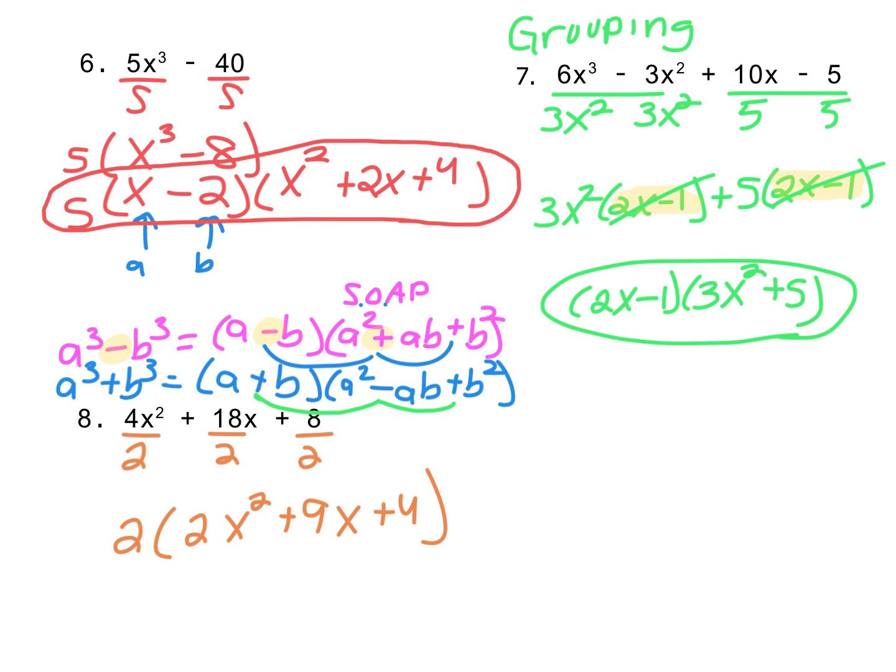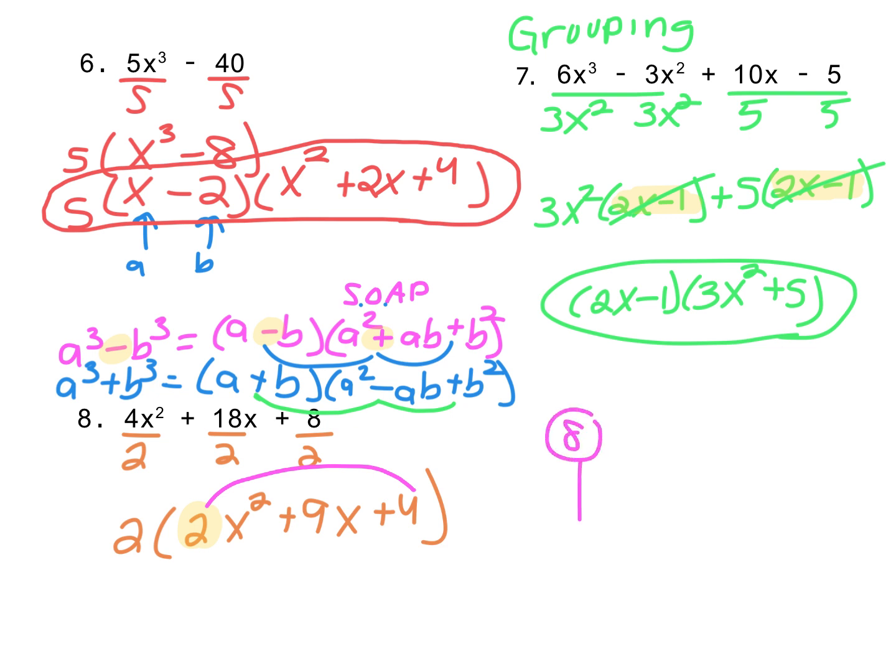Then I see I'm left with 3 terms. So we have a quadratic trinomial, and my leading term is not a 1. So we're going to do this grouping method again for example 8. So if I do that method again, I take the first term and the last term, multiply them together, we have a product of 8 now.